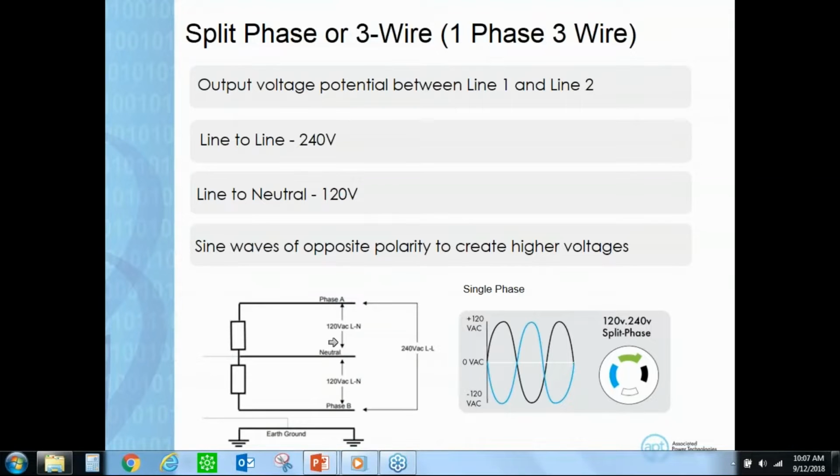In this case, line 1 and neutral will provide the necessary 120 volts. So for a household setting or some light industry where 240 volts are required, and you also have a necessity of having 120 volts, split phase power may be what is required for your product. And the way split phase power works is it has two sine waves of opposite polarity, and when the opposite polarity sine waves are traveling, they're actually adding up to provide the difference of voltage between line 1 and line 2.